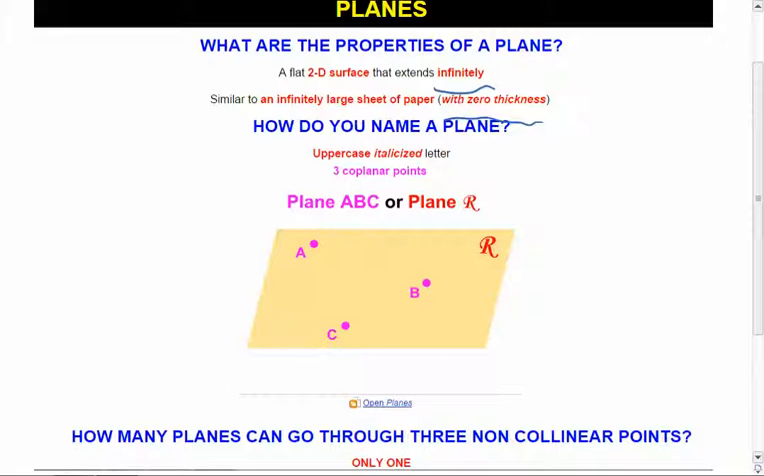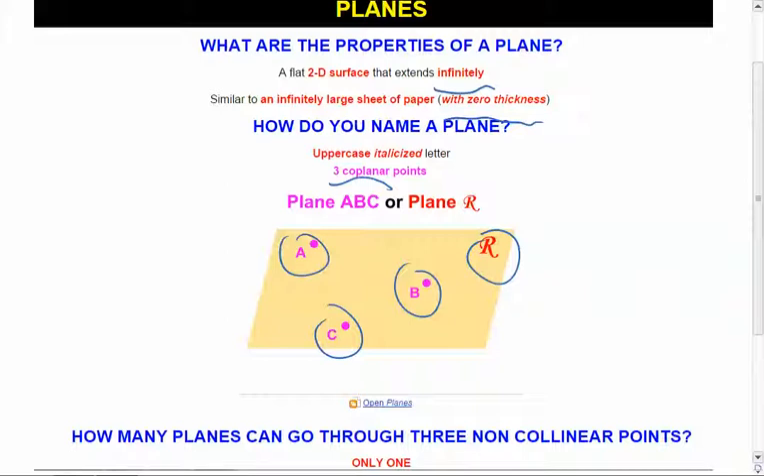They are infinitely small. To name a plane, you just need three what we call coplanar points. In other words, they're all in that plane. So let's say A, B, and C are all in this plane. I'll explain coplanar a little bit better in a moment, but if they're all in that plane, we can name it with 3 points. We could also just name it with one capital italicized letter. In this case, we called it R, but it could be anything.